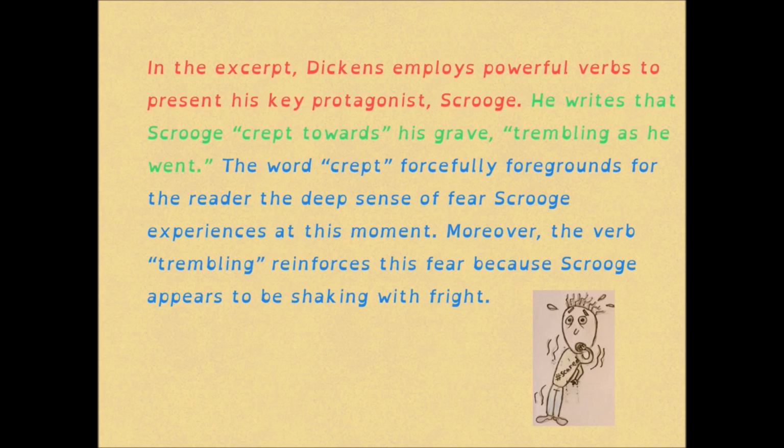And just to clarify, I've got the point in red there, I've backed it up with evidence, that's the stuff in green, relevant evidence and all. The blue stuff, that's me explaining, analysing the effects on the reader of that language. I've been clever there, I looked at two things, the verb crept and also the verb trembling, and how they work together.